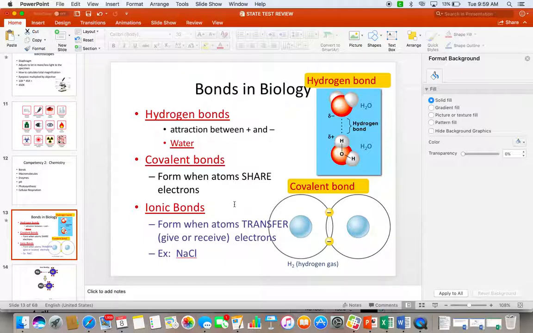Ionic bonds is a total transfer. It's all yours. So, if I give you a pencil, I'm giving it to you, and I don't expect for you to give it back to me, okay? And so that's a little bit different. And the most common example is sodium chloride, which is table salt.